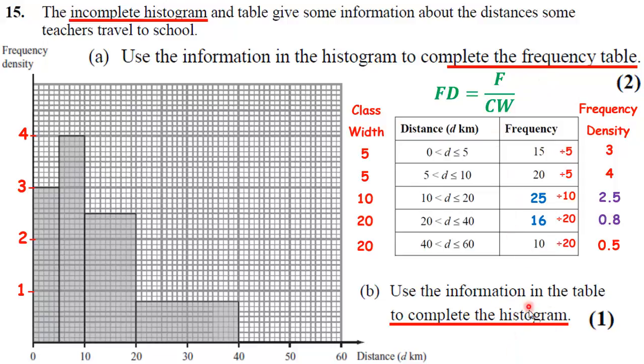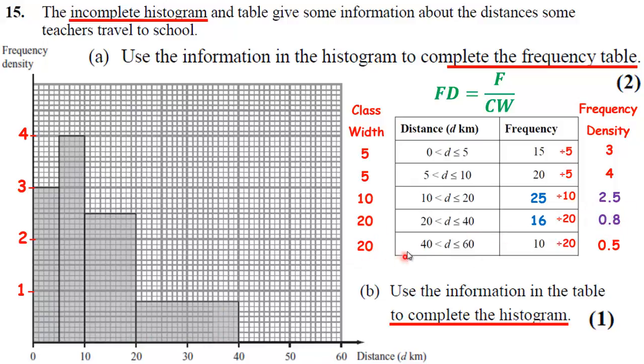Now we need to complete the histogram using the information in the table. If I look at the histogram, I have 0 to 5, the first bar, in there. 5 to 10, I have the second bar in here as well. The third bar, 10 to 20, is in here and it goes up to 2.5, and I've got that information. The fourth bar is 20 to 40, and it goes up to 0.8, and let's just check that. Yep, it goes up to 0.8.